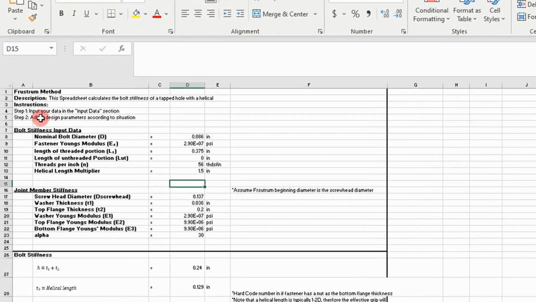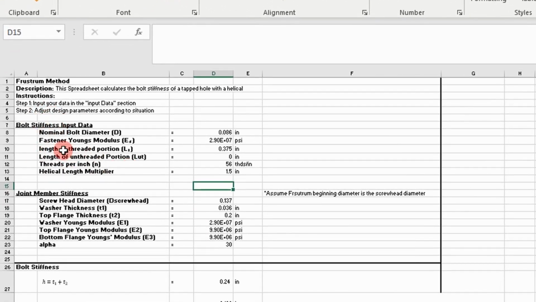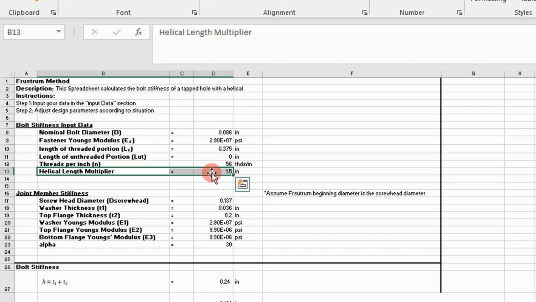If we go into our calculator here for the Frustum method, we have some inputs. We have the nominal bolt diameter, the Young's modulus for the fastener, the length of the threaded portion, the length of the unthreaded portion, threads per inch, and then since we have a helicoil in there, we have a multiplier that specifies the length of the helicoil.